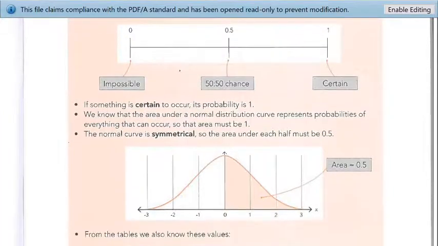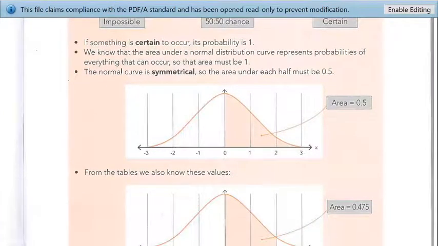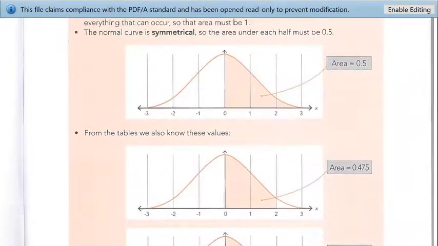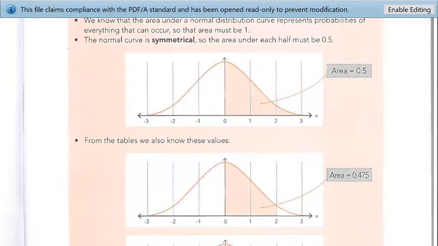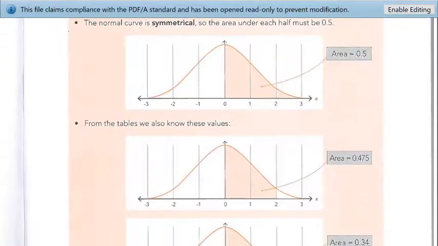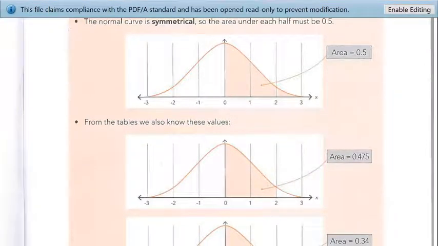Now, you can have a z-score of that. The normal curve is symmetrical, so each half of it must be 0.5, right? By looking at the tables, you can also do some addition and see that each one of the standard deviations, each one of the shaded areas, has a specific amount of area. So if you were dealing with a z-score of 2, you wouldn't have to do any calculation. You could just use this standardized area.